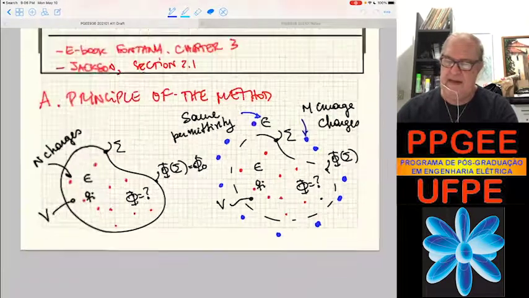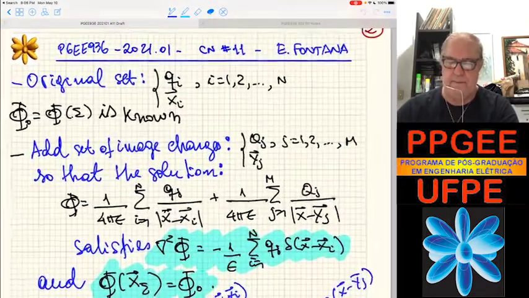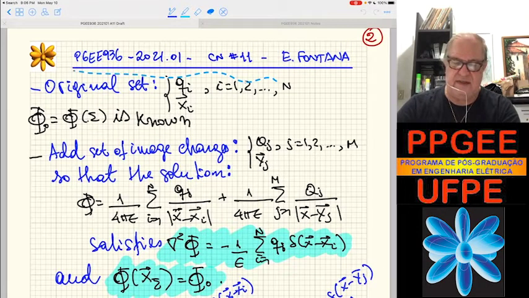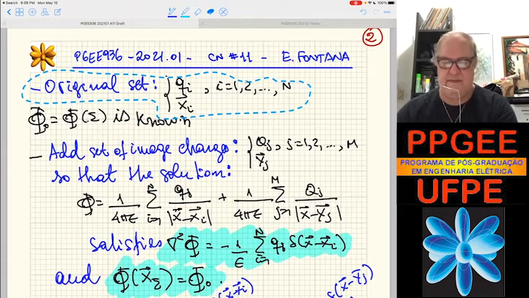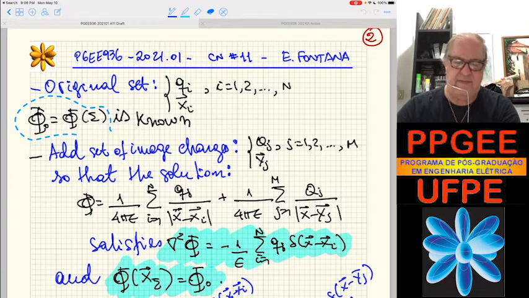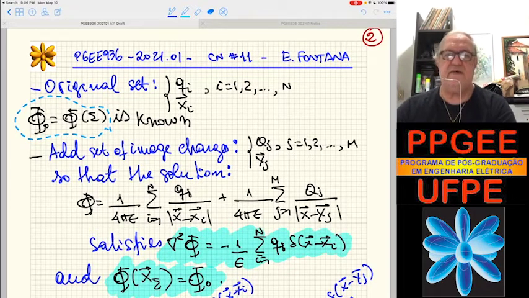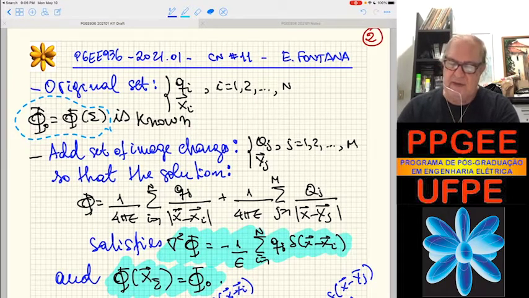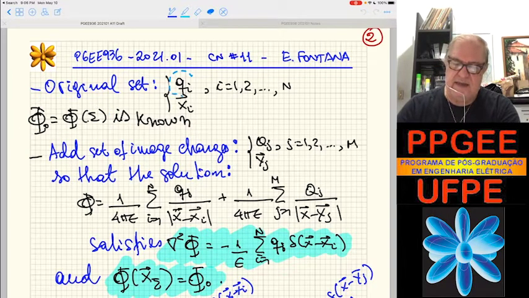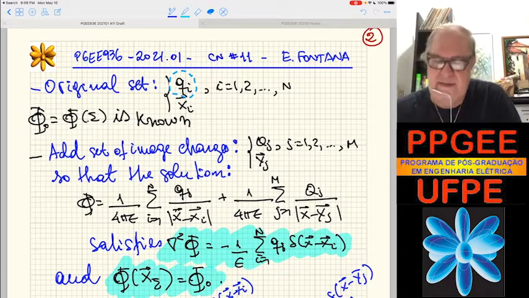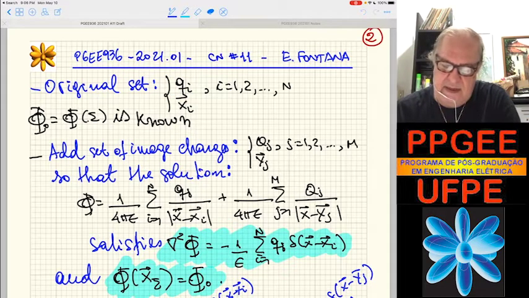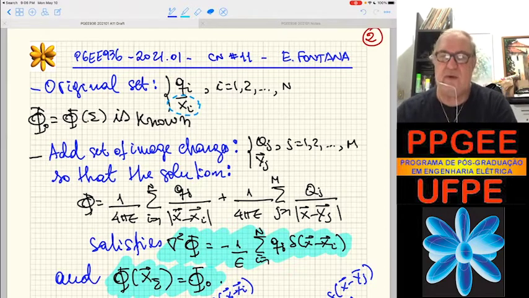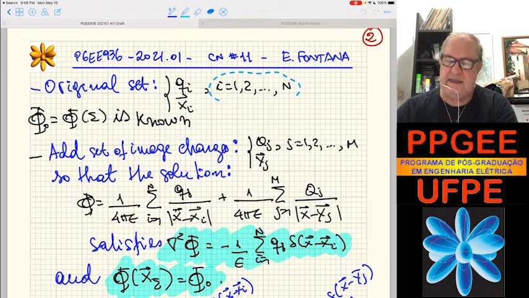So, let's assume that this is the original set of charges. And also we specify the potential on the surface. Let's call it a function of the coordinates on the surface, a function that's called phi 0. So we add those, let's label those real charges q_i, lowercase, and the location x_i. i is a discrete variable that goes from 1 to n.